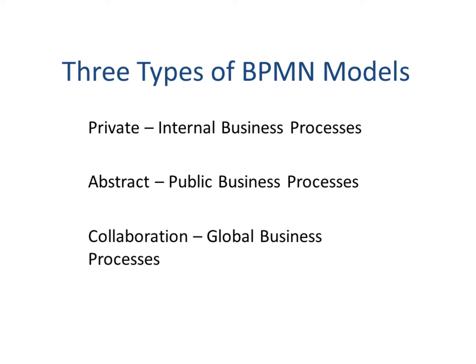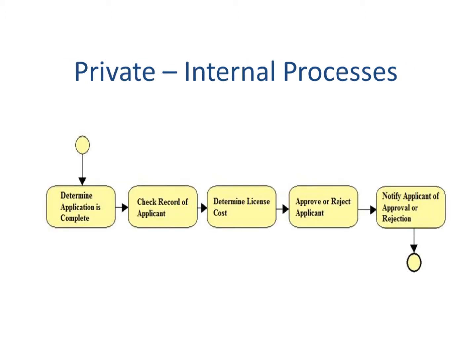There are three BPMN model types that may be used within an end-to-end BPMN model. Private, internal business processes. Abstract, public business processes. Collaboration, global business processes. The first BPMN model type is used to model private or internal business processes.